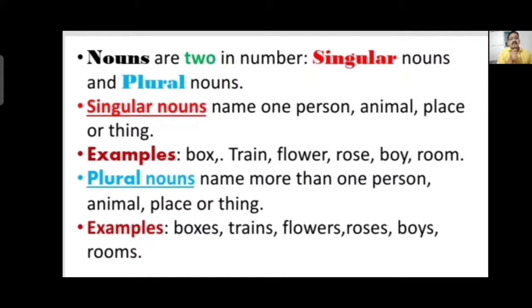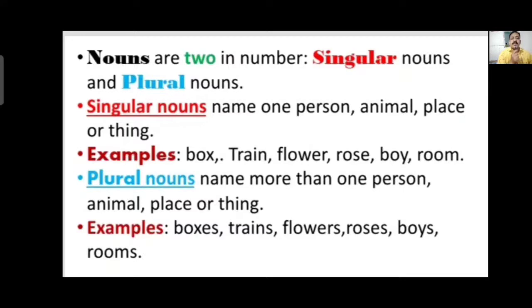But when we change them into more than one, what do we say? We say plural nouns. Plural nouns name more than one person, animal, place or thing. You can see how a noun changes into plural. Box changes into boxes. Train changes into trains. Flower to flowers. Rose, roses. Boy, boys and room, rooms.